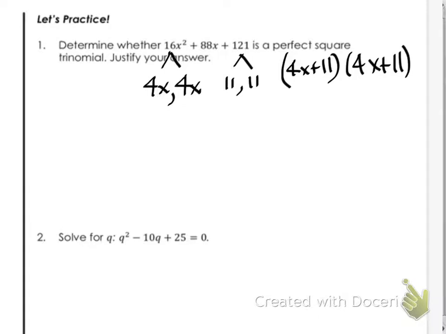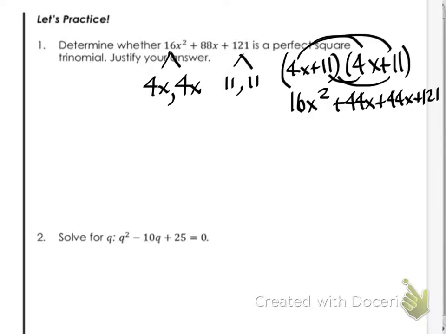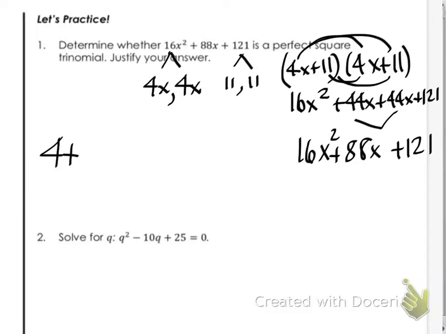Alright, so here we have 4x times 4x, which is 16x squared. I then have 4x times 11, which is 44x. I then have 11 times 4x, which is 44x. And finally, we have plus 121 here after multiplying 11 times 11. 44x plus 44x is 88x. So we now have here 16x squared plus 88x plus 121. Is this a perfect square trinomial? Yes, it is, because when we factor, we end up with 4x plus 11 squared to give us 16x squared plus 88x plus 121.